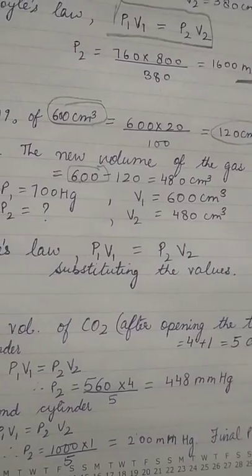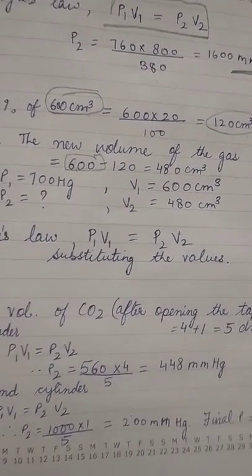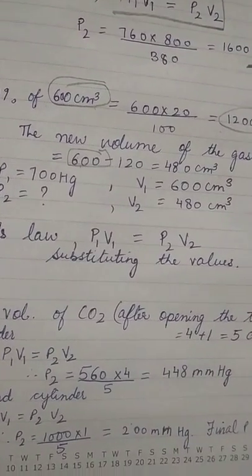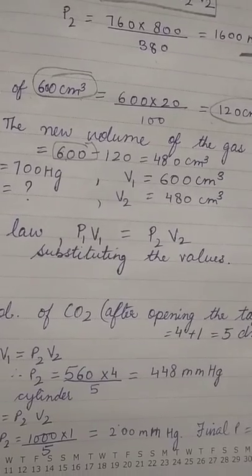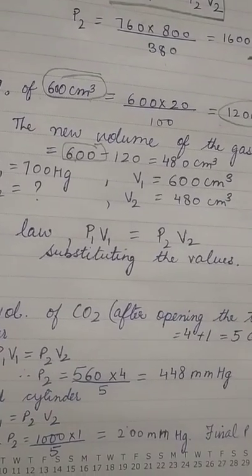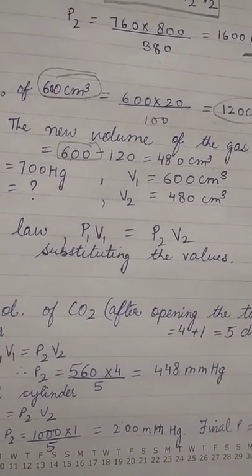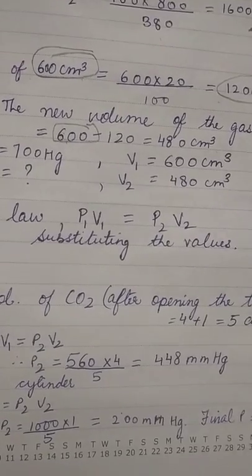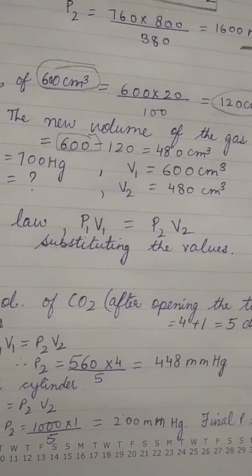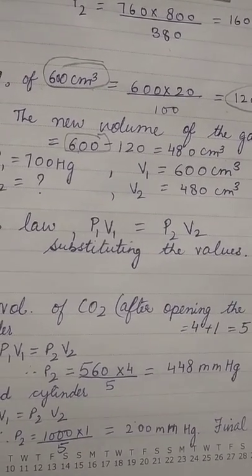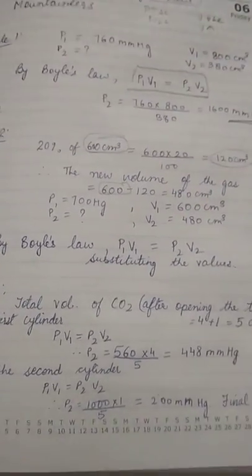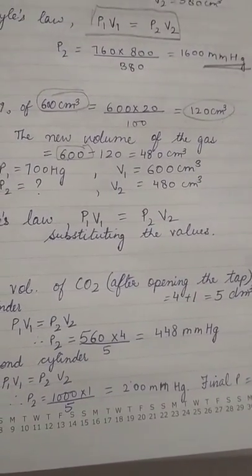The next question says the capacity of one cylinder is 4 decimeter cube and that of the other is 1 decimeter cube. The pressure in the first cylinder is 560 mmHg and that in the second is 1000 mmHg. Both of these cylinders containing carbon dioxide are connected together by a tube fitted with a tap. What will be the final pressure in either cylinder on opening the tap if the temperature remains constant? So this is quite a lengthy numerical in the question, but we have to understand.